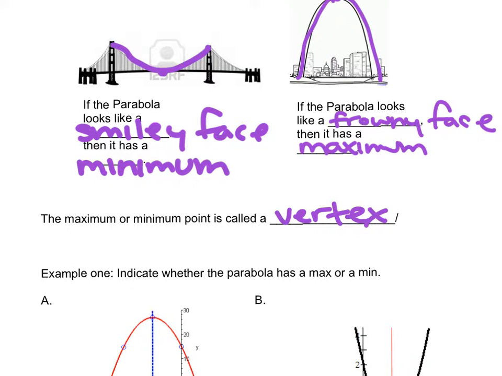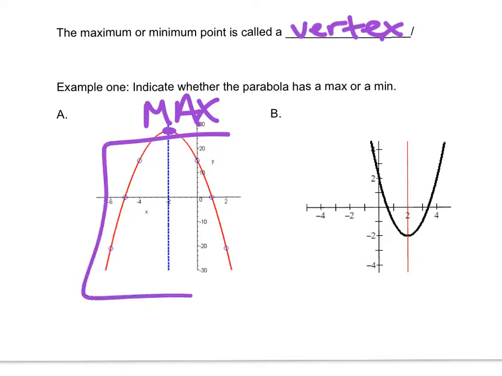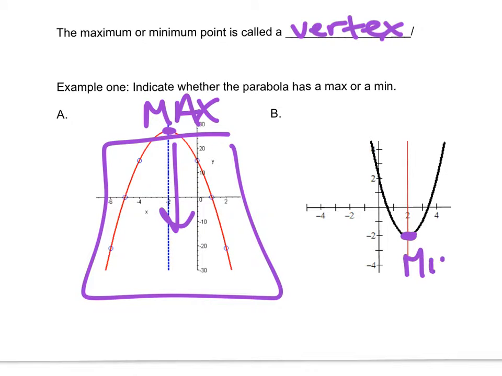So let's look at a couple of examples of trying to figure out if we have a maximum value or a minimum value. Choice A has a maximum value, so it has a max, because all the other ordered pairs are below it. If we look at B, on the other hand, now we have a minimum value, because all the other ordered pairs are above it. So that's how easy it is, just by looking at the graph, to tell whether or not it has a maximum or minimum value.